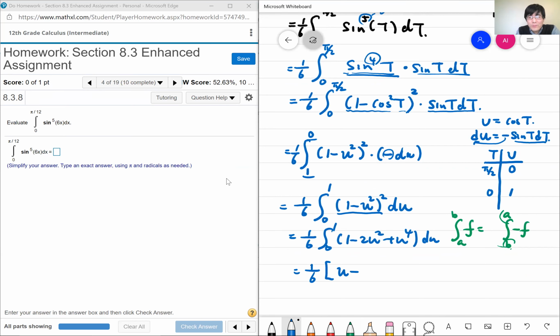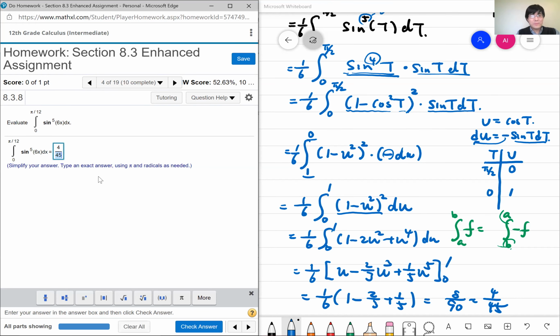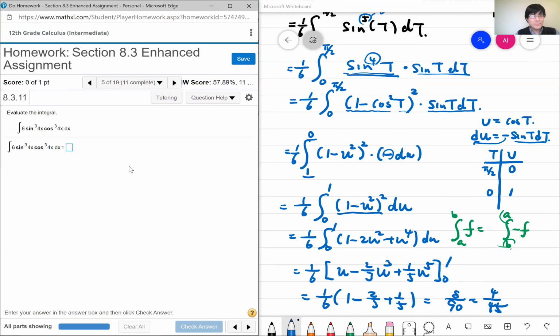It's going to be u minus 2/3 u cubed plus 1/5 u to the 5th, 0 through 1. So it's going to be 1/6 of 1 minus 2/3 plus 1/5 minus 0. So it's going to be 8 over 90, which is 4 over 45. So it's going to be 4 over 45. Okay.